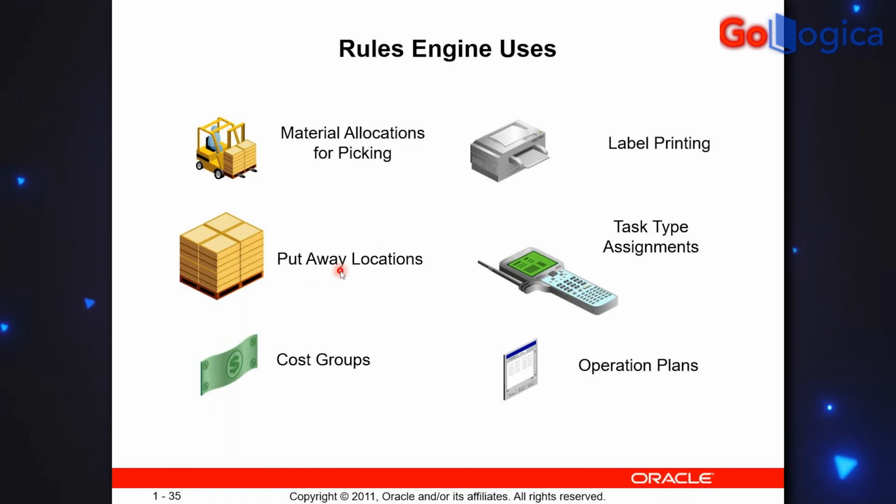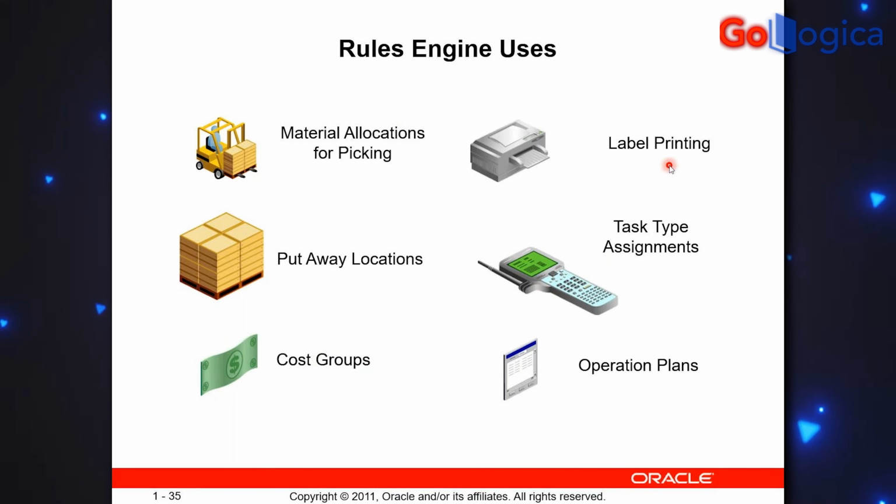Similarly, put away. You can decide the put away locations. The system can check and suggest empty locators. The system can do commingling, all those things. We have a lot of seeded rules as well, but we have the option of adding our own rules also. Similarly, you can have the cost groups. These can also be set up.